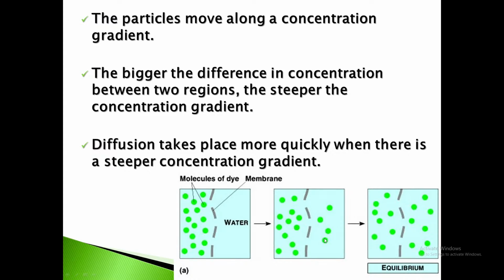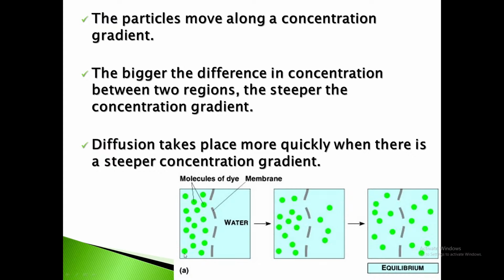So the difference between 12 and 4 is basically 8. Now the first box has a difference of 16 and the second box has a difference of 8. The pointer above said that the bigger the difference in concentration between two regions, the steeper the concentration gradient. So if I give you these two boxes and ask which one has the steeper concentration gradient, you would have to give me the one with the greatest difference, which would be the one to the left.